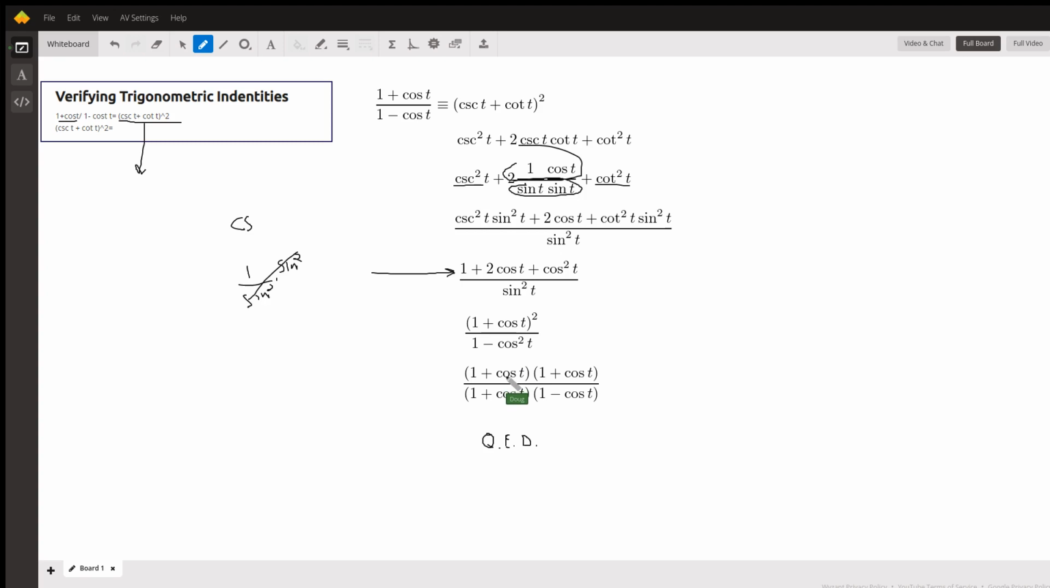So I can rewrite it this way: 1 plus cosine times 1 plus cosine over 1 plus cosine, 1 minus cosine. These factors of 1 plus cosine t cancel out. And there I've transformed the right side to look exactly like the left side. We are done. Quod erat demonstratum.